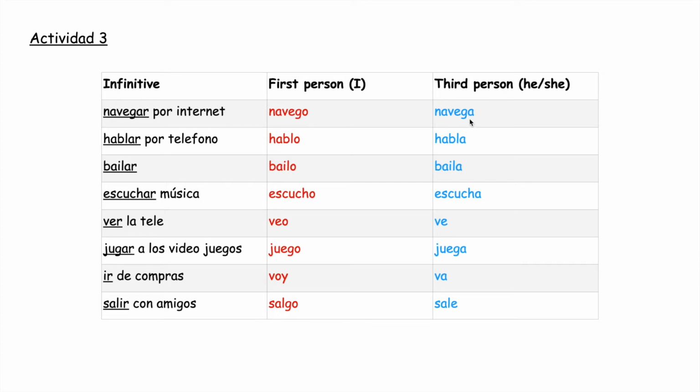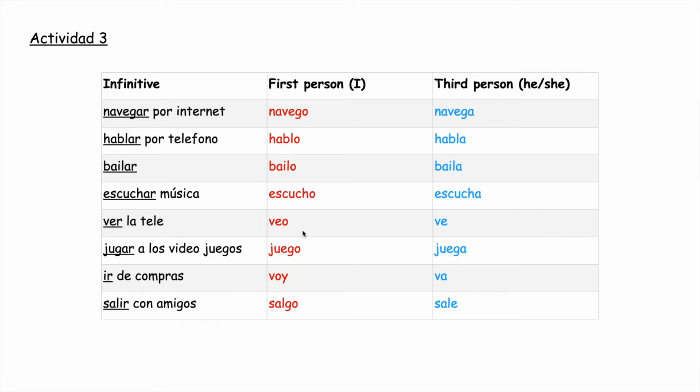However, if you want to say he or she, similarly, they have a word for he or she, but they don't use it very often. They know because the letter at the end of the verb tells them who the verb is talking about. So, navega por internet. She surfs the internet. Habla por teléfono. She speaks on the phone. Baila. He or she dances. Escucha música. He or she listens to music. Okay?